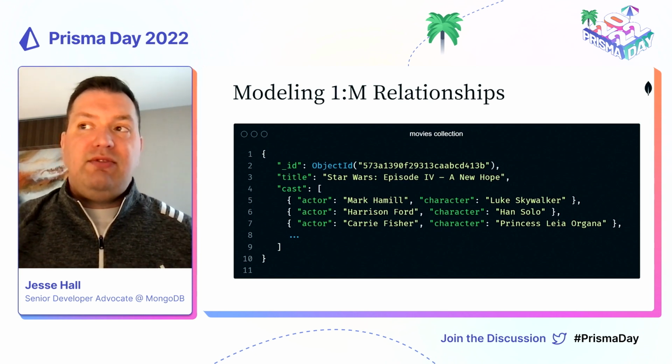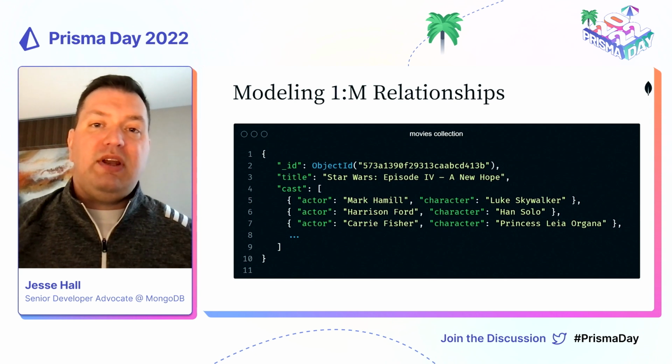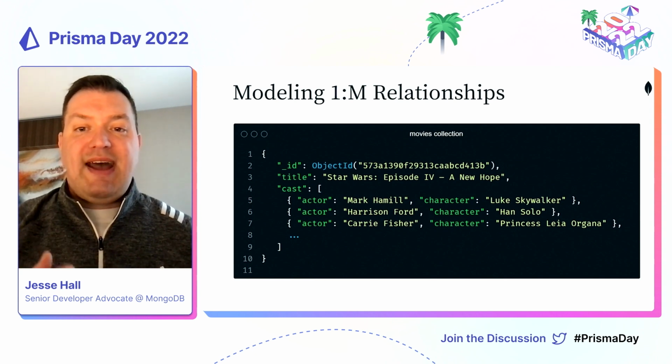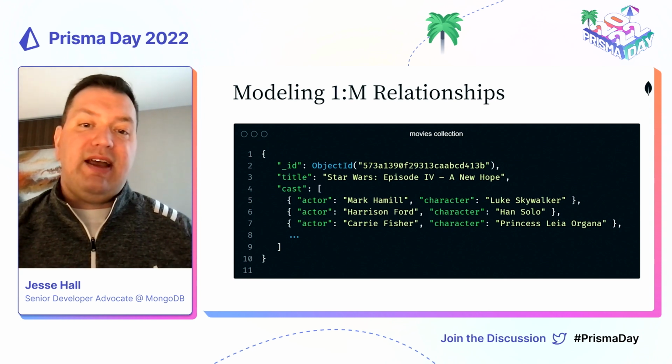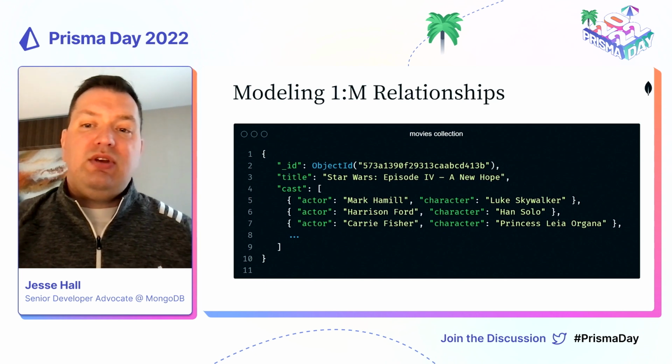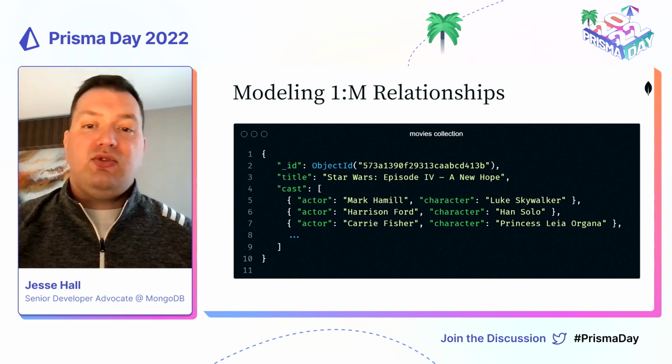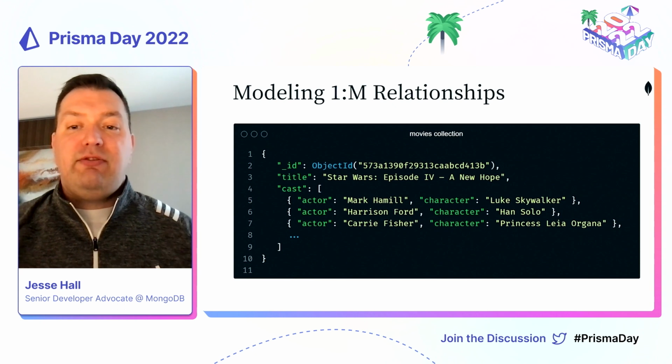You might use embedding to make queries more efficient. Nested arrays give you a great way to model one-to-many relationships. The cast is an array data type. And the benefit of this is that you can use one single query to retrieve all of the data that you need for the application.